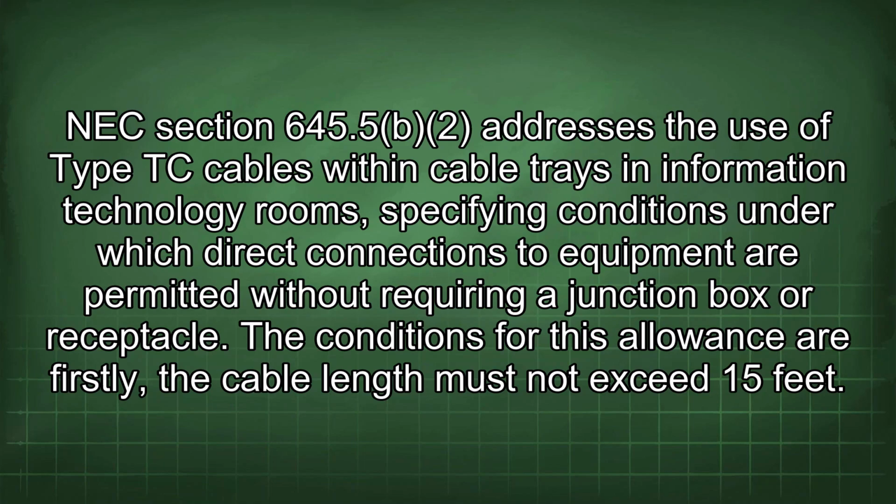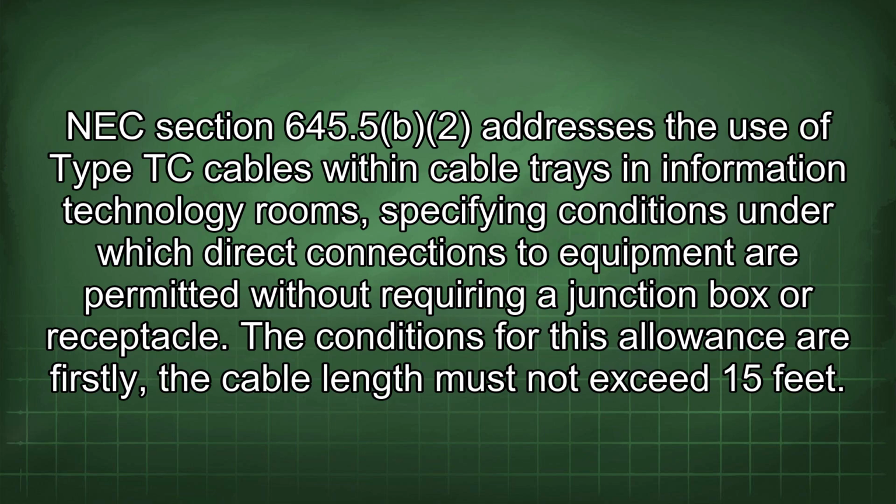NEC Section 645.5 addresses the use of Type TC cables within cable trays in information technology rooms, specifying conditions under which direct connections to equipment are permitted without requiring a junction box or receptacle.